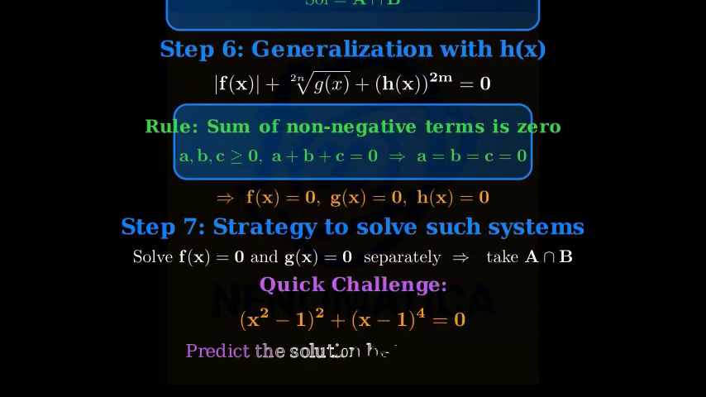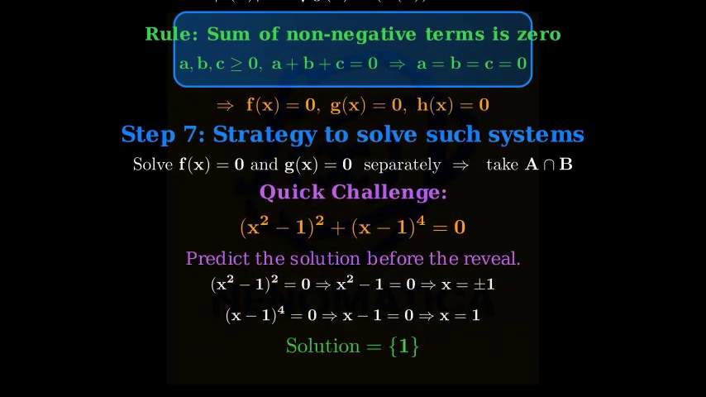Quick challenge. Solve, quote, (x squared minus 1) squared plus (x minus 1) to the fourth equals 0, close quote. Pause and predict why every term must be 0 and what x must be. Reveal: each term is non-negative and the sum is 0, so each term must be 0. From x squared minus 1 equals 0, we get x equals plus or minus 1. And from x minus 1 equals 0, we get x equals 1. The intersection is x equals 1.